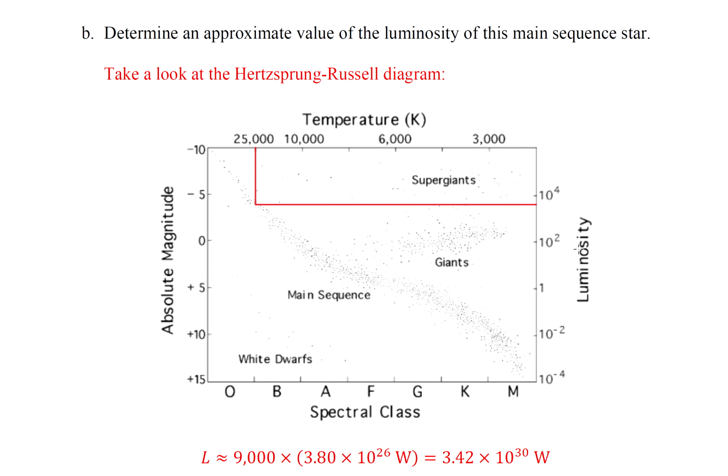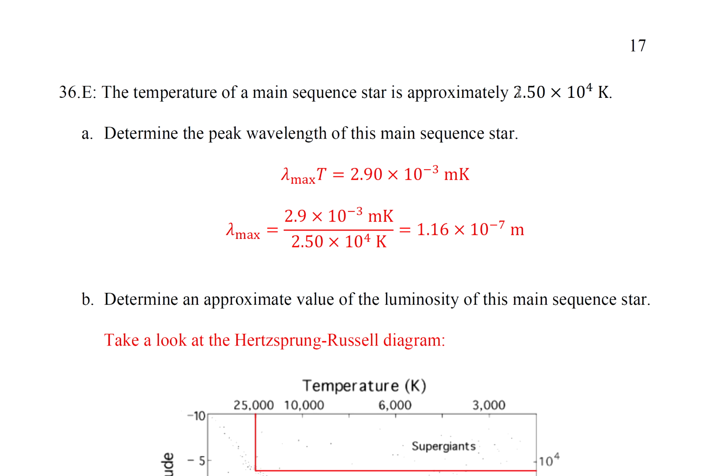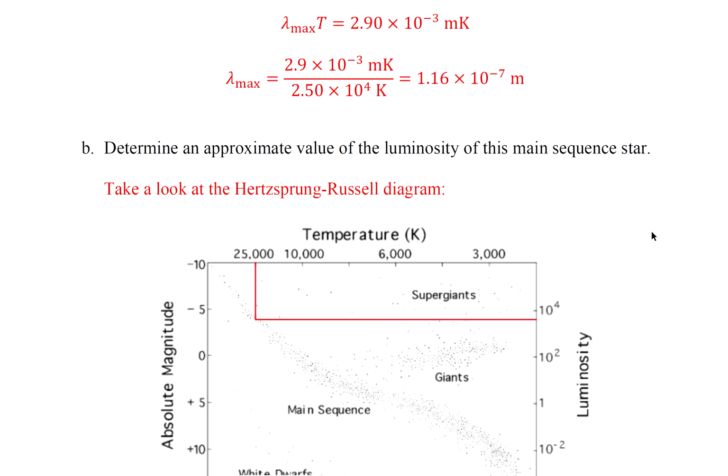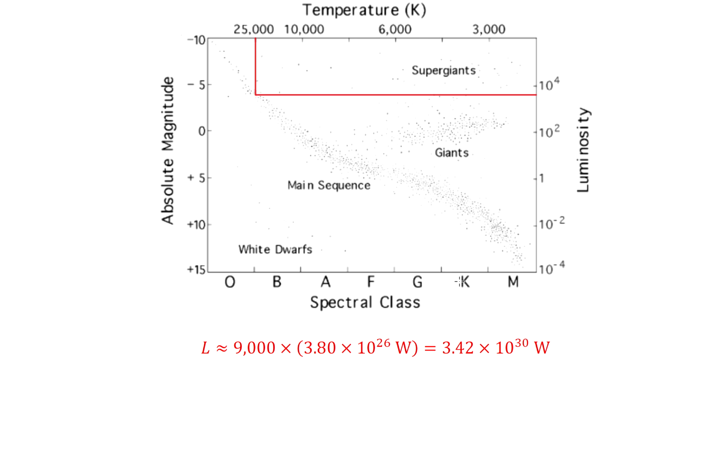We have to take a look at the Hertzsprung-Russell diagram. So we're given 25,000 Kelvin in the problem. So it's 25,000 Kelvin here. We go down and then we go to the right, because this 25,000, when we go down, it touches this strip for main sequence. So we go to the right and it's about this value here, between 10 to the 2 and 10 to the 4. So the luminosity is about this, 3.42 times 10 to the 30 watts.